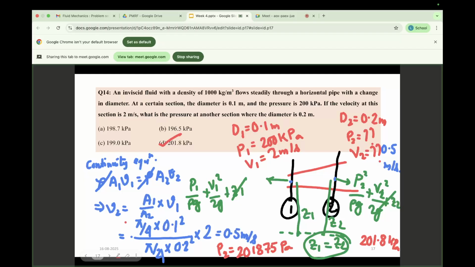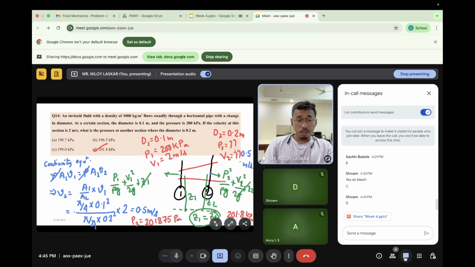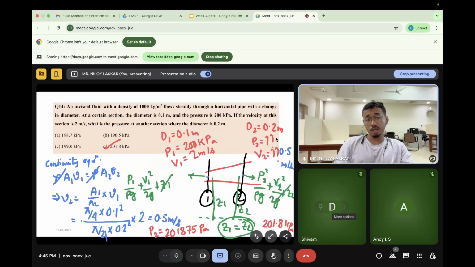So you understand this concept. Who answered it? Shivam. Shivam has answered it correctly. It is option D.